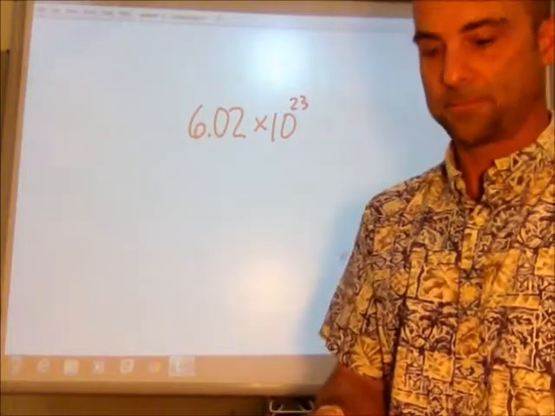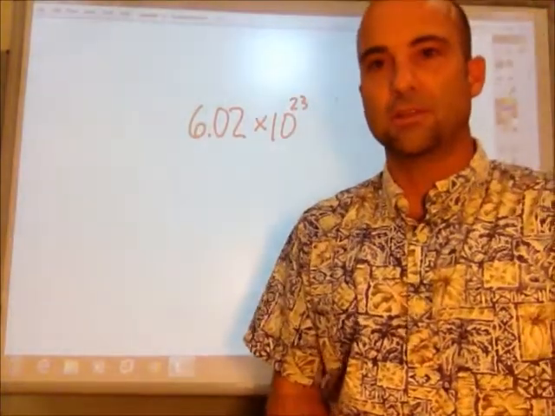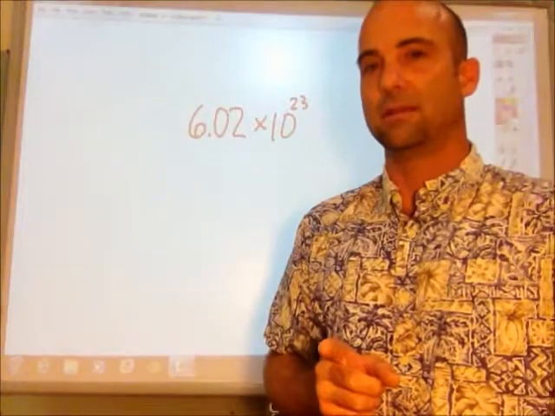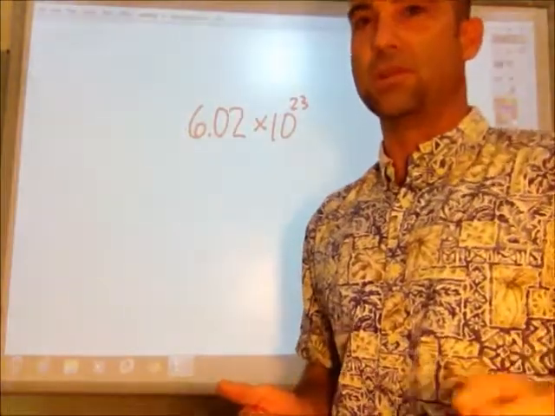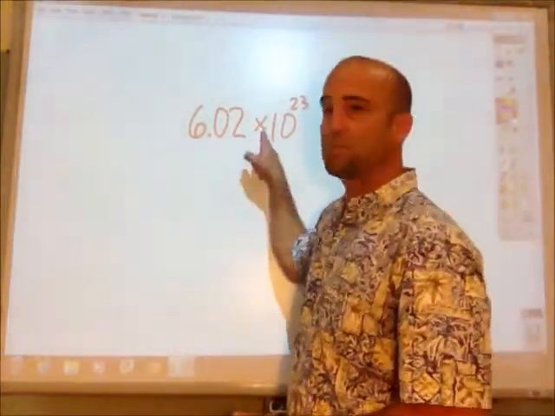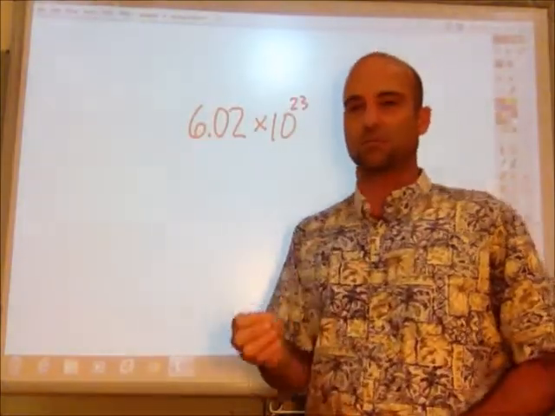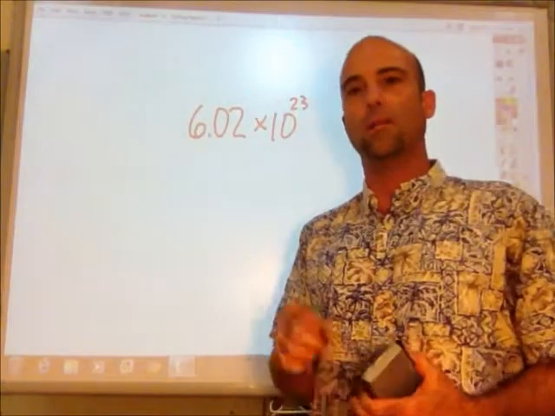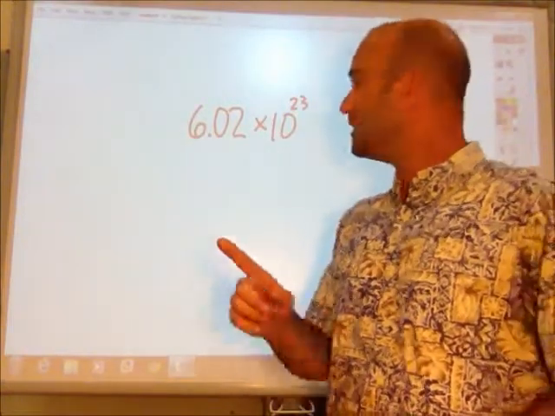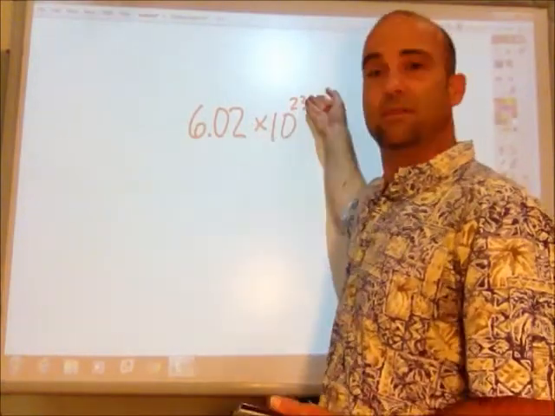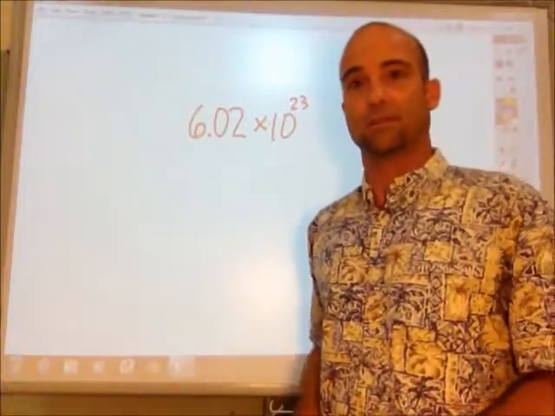We'll get to that. If you were going to enter this on your calculator, you need to understand that you don't enter 6.02 and then hit the times button, type 10, and go to the 23rd power. There's a special button on your calculator, and what that one button does is it goes times 10 to the. It's your times 10 to the button.